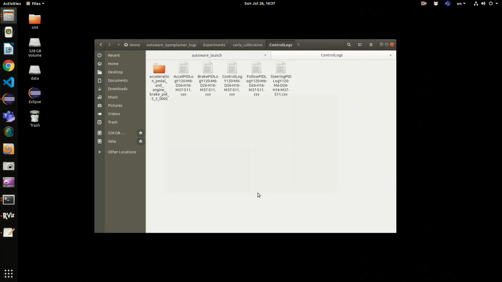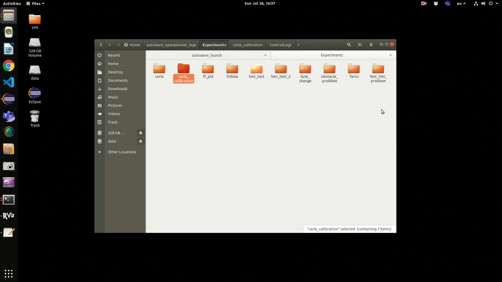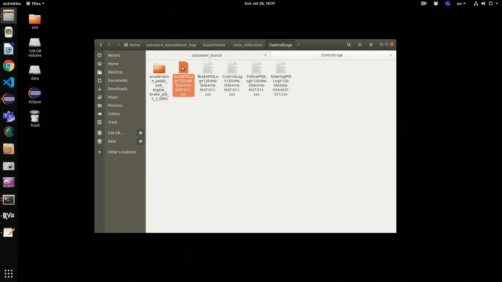As we explained before, I explained this part. OpenPlanner records a lot of information in this experiment folder, and our experiment name is CARLA calibration. We go to control logs. We have logs for acceleration pedal PID, braking pedal PID, control logs general one, and the follow PID for following another vehicle, and steering PID.